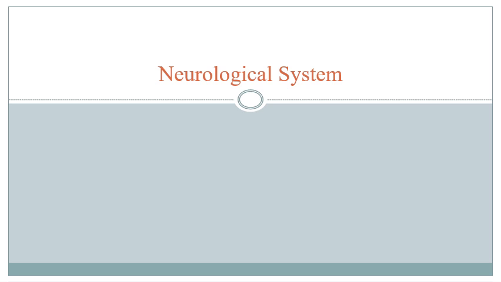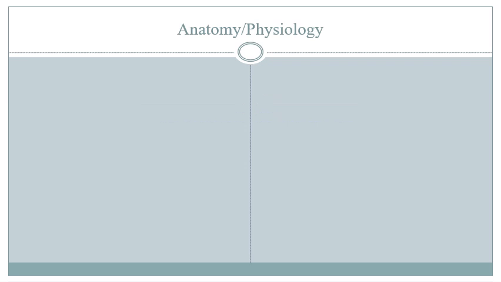This discussion is going to focus on the neurological system, so we'll be looking at the anatomy and physiology of the neurological system and then getting into the pathologies that can occur within it. Looking at the anatomy and physiology, we're going to start with the cerebral cortex. We'll go through the different areas, and I have an illustration, and there are illustrations in your text that you could look at as well.